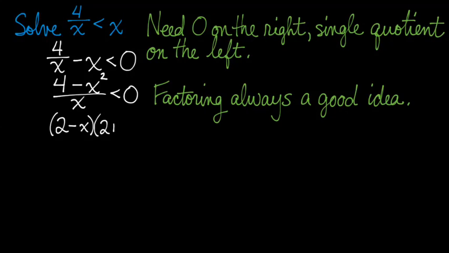Next, I want to make sure everything's factored out completely, just because it makes it easier on my brain. 4 minus x squared factors into two linear factors, 2 minus x and 2 plus x.